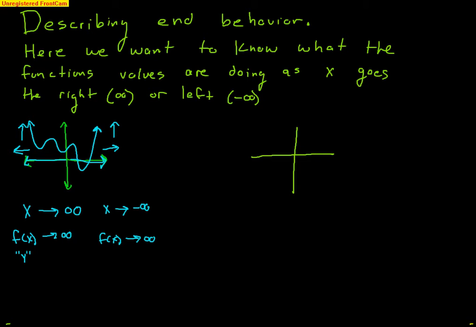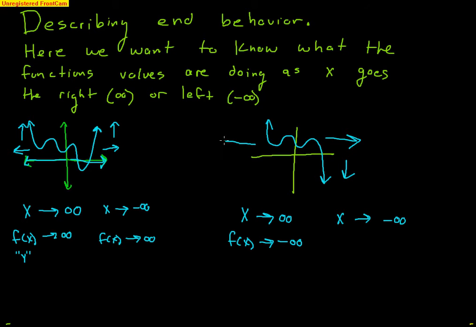All right, let's talk about an odd degree with a negative leading coefficient. That means the left side is up, it makes a couple of turns, and the right side is down. Again, as x goes towards infinity, where is the function going? Well, the function is going down towards negative infinity. Then, what happens as x goes towards negative infinity? That means we're going to the left, and the function is going up towards positive infinity.